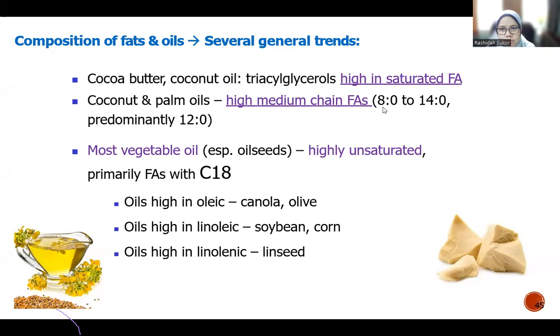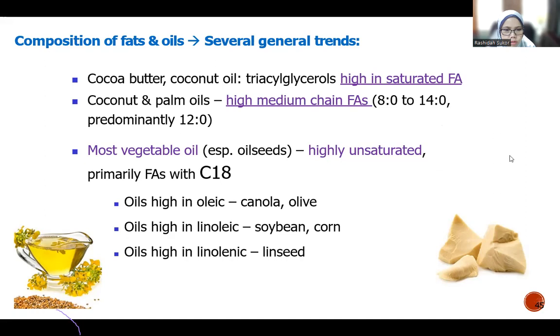It's either from 8 carbon to 14 carbon, with predominantly 12 carbon, with no double bond. No double bond means that it is a saturated fatty acid.